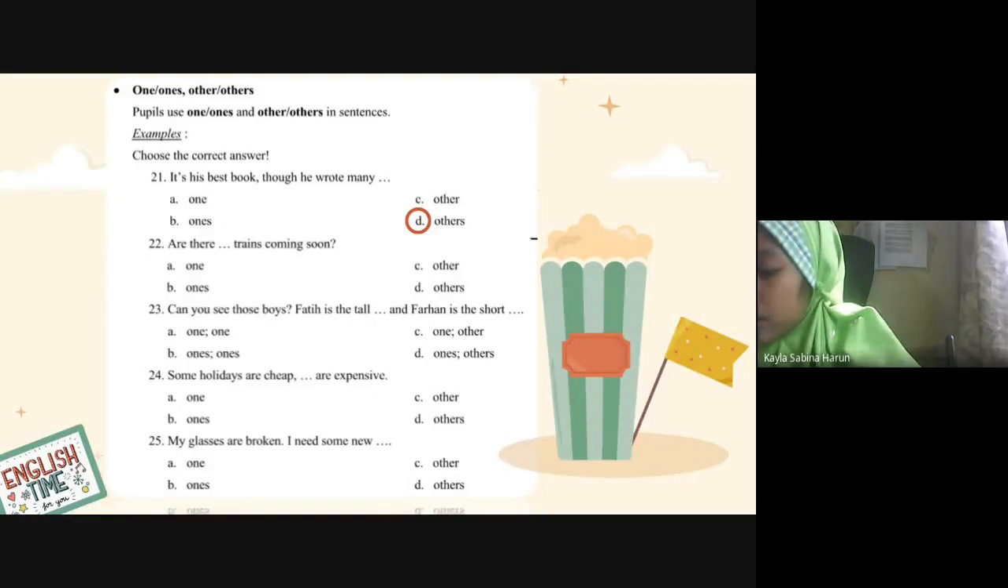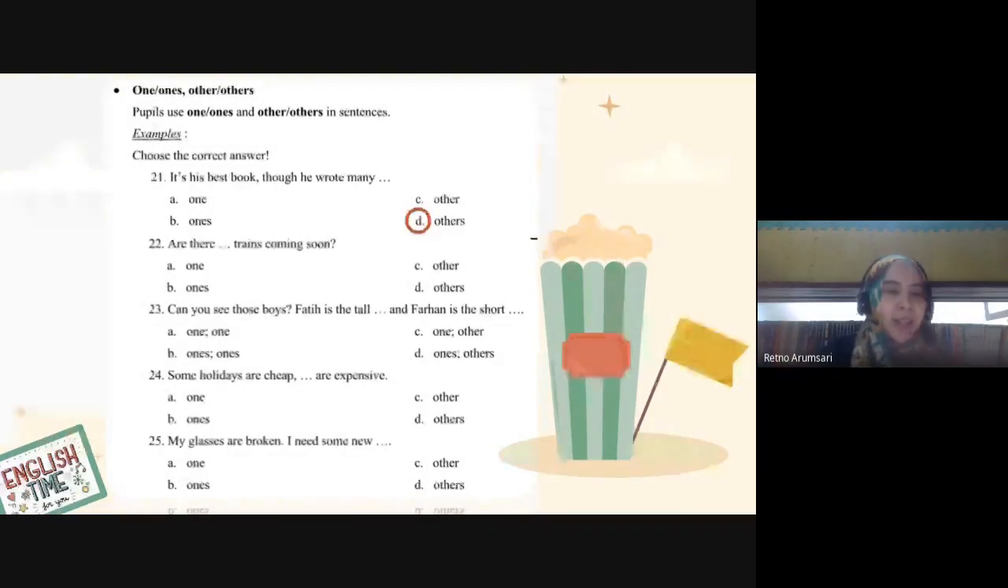Are there other trains coming soon? Yes, that's right. Are there other trains coming soon? You cannot use others because there is trains. It will be weird if you say, are there others trains coming soon, right?